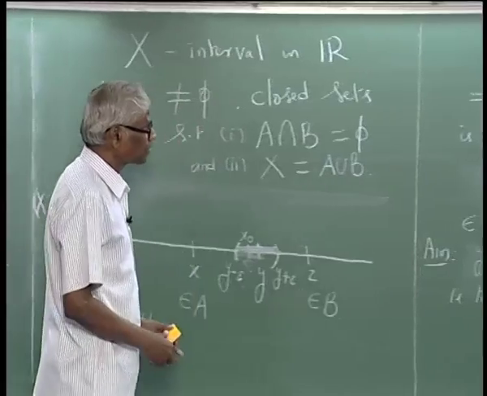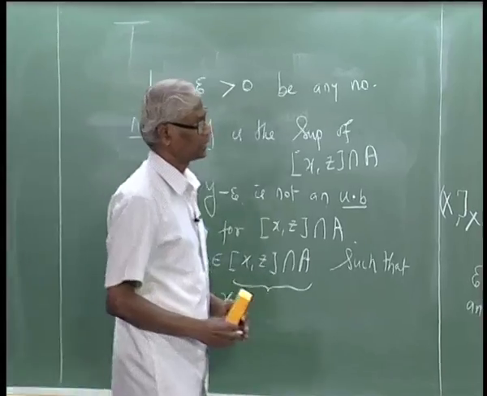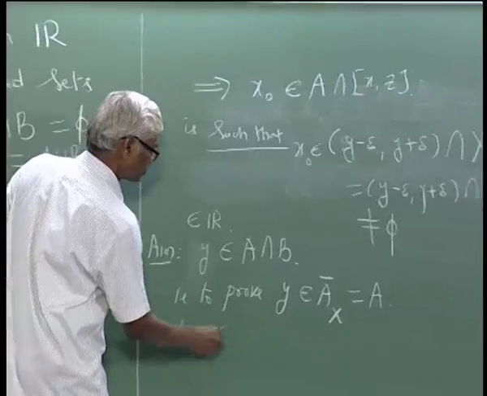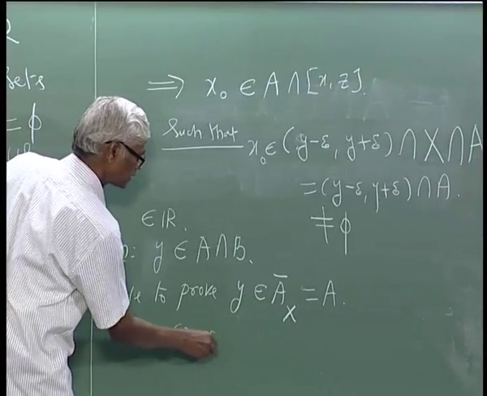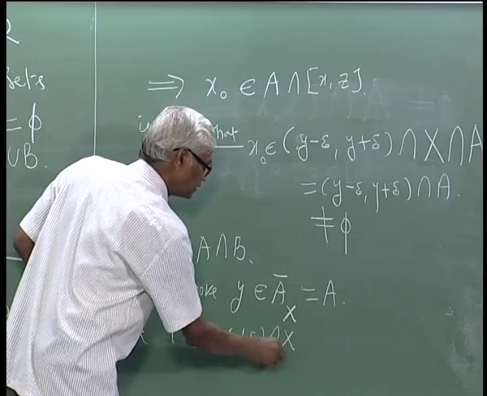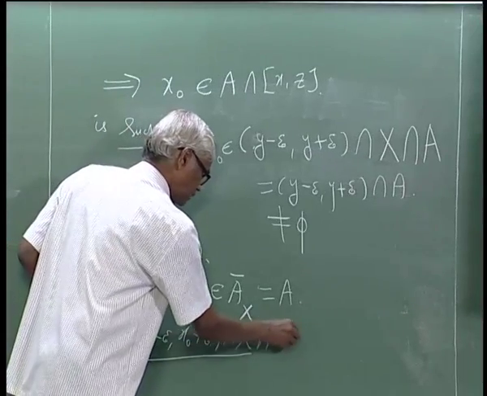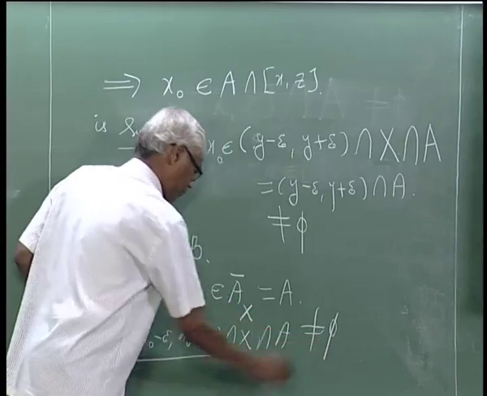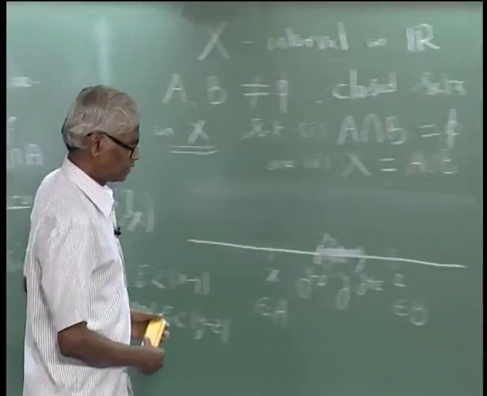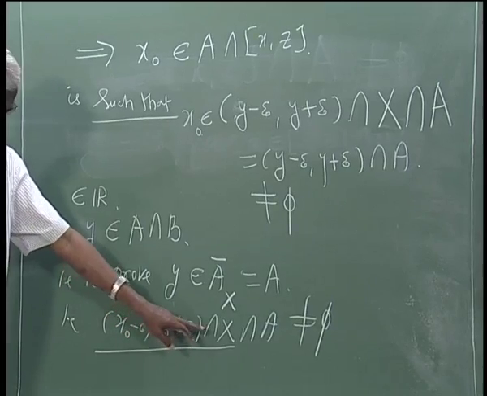So, hence for each basic open set of the type open interval, that is, each basic open set (y minus epsilon, y plus epsilon) intersection X, this is a basic open set in X whose intersection with A is non-empty. So, that implies the open interval (y minus epsilon, y plus epsilon).